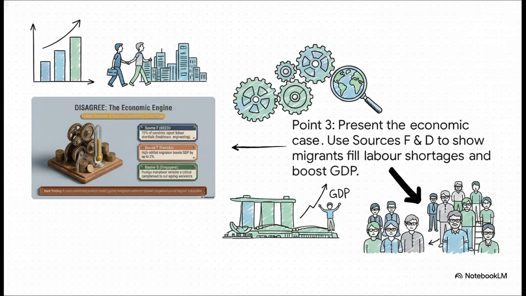You lay out Source F, and these numbers are pretty striking. 75% of OECD countries need more workers, and high-skilled migration can boost GDP by as much as 2%. Then you bring it home with Source D. For a country like Singapore, with its aging workforce, foreign manpower isn't just a benefit, it's an absolute economic necessity. It keeps the whole thing running.